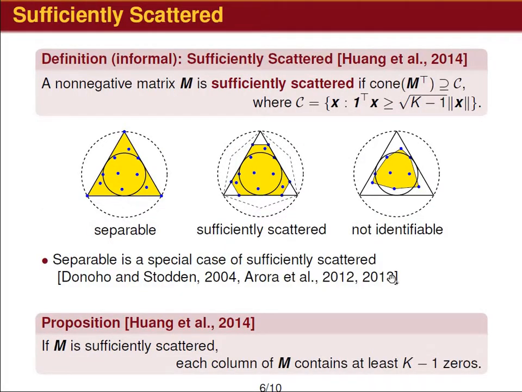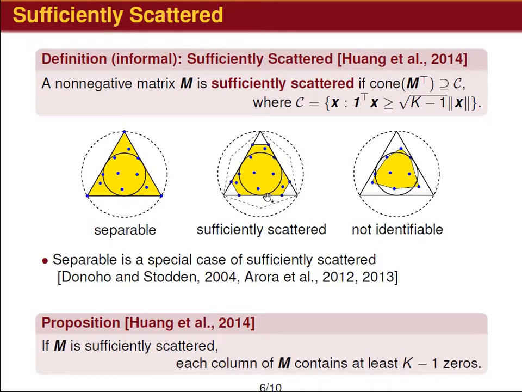And the sufficiently scattered condition is a very interesting condition that we discovered a few years ago. It is a geometric assumption, and basically it works for non-negative matrices. For a tall non-negative matrix, if the rows of this matrix are well spread out in the non-negative orthant such that the conic hull contains this special elliptical cone as a subset, then this matrix is sufficiently scattered.